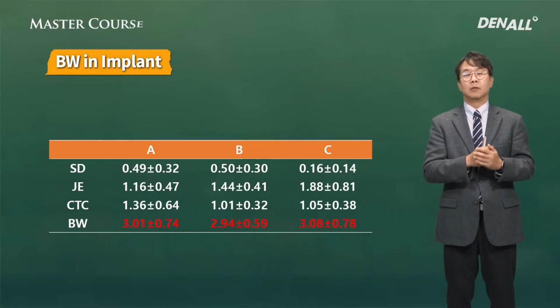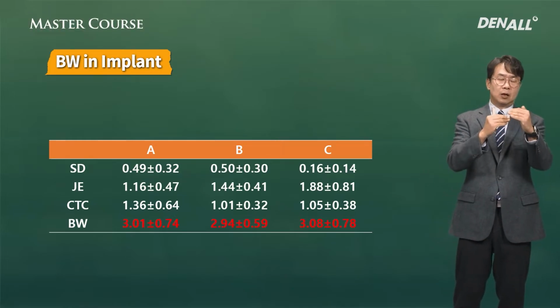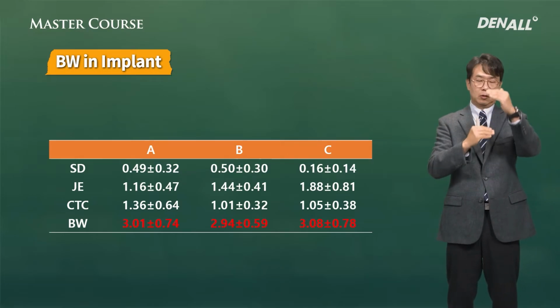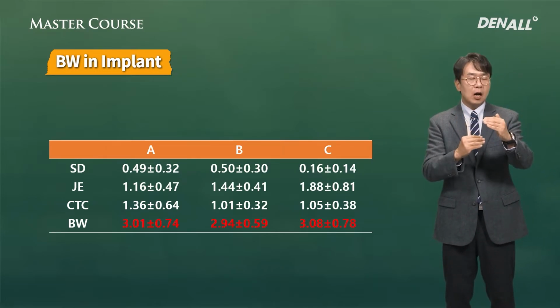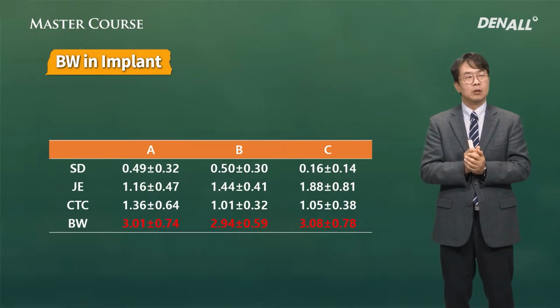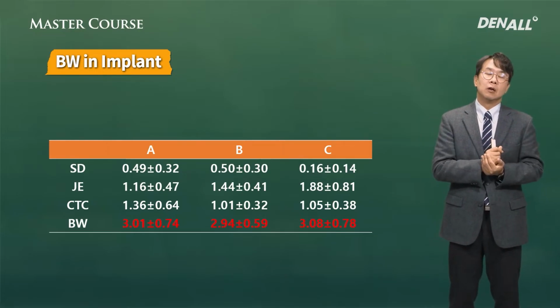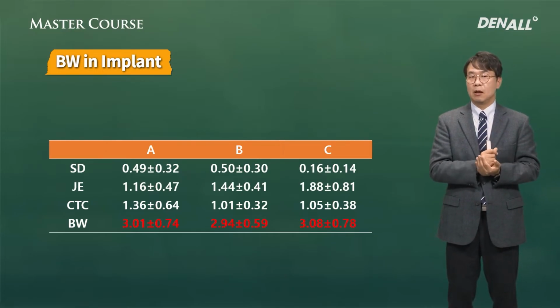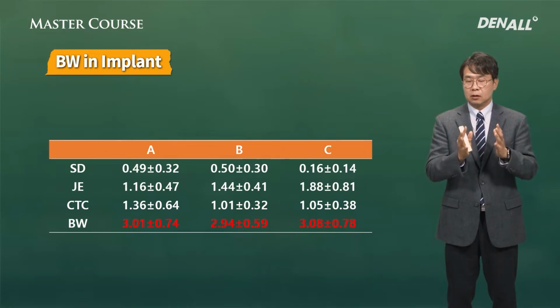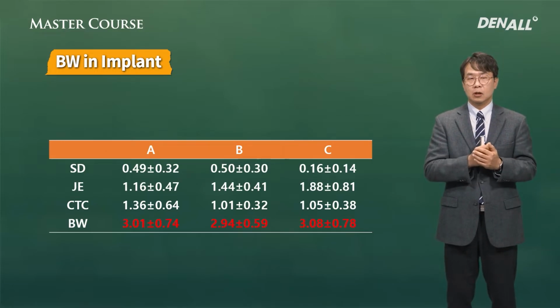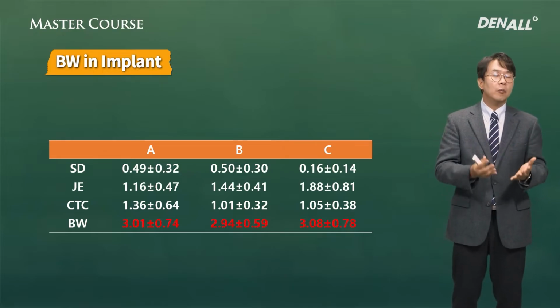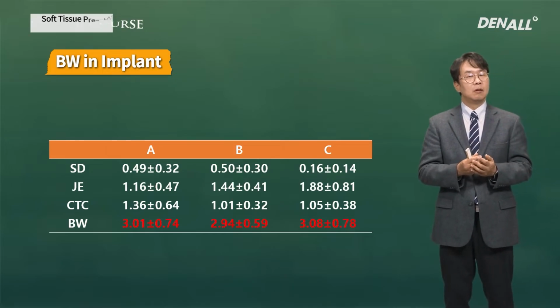The thickness includes the sulcus. The thickness is around 3 millimeters. Then, when we place an implant, the occlusal thickness after healing is around 2 millimeters. Then, what can we say?